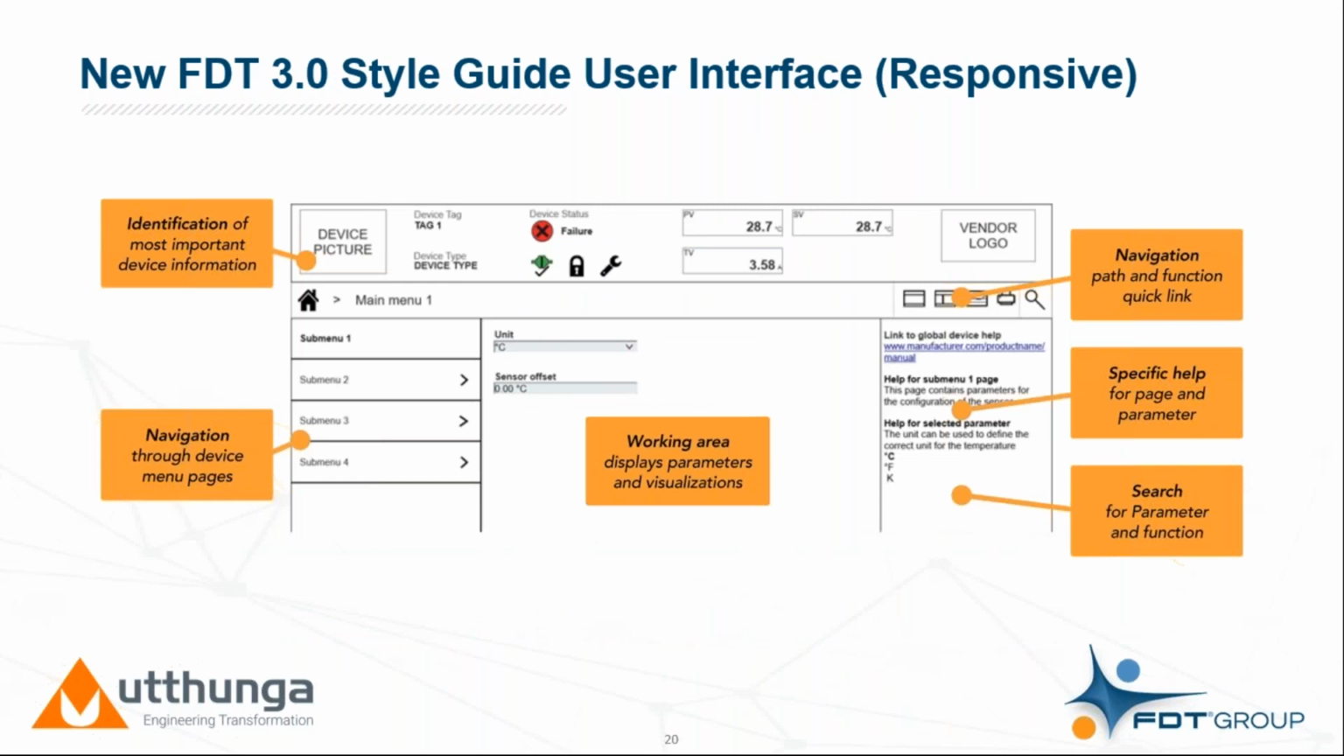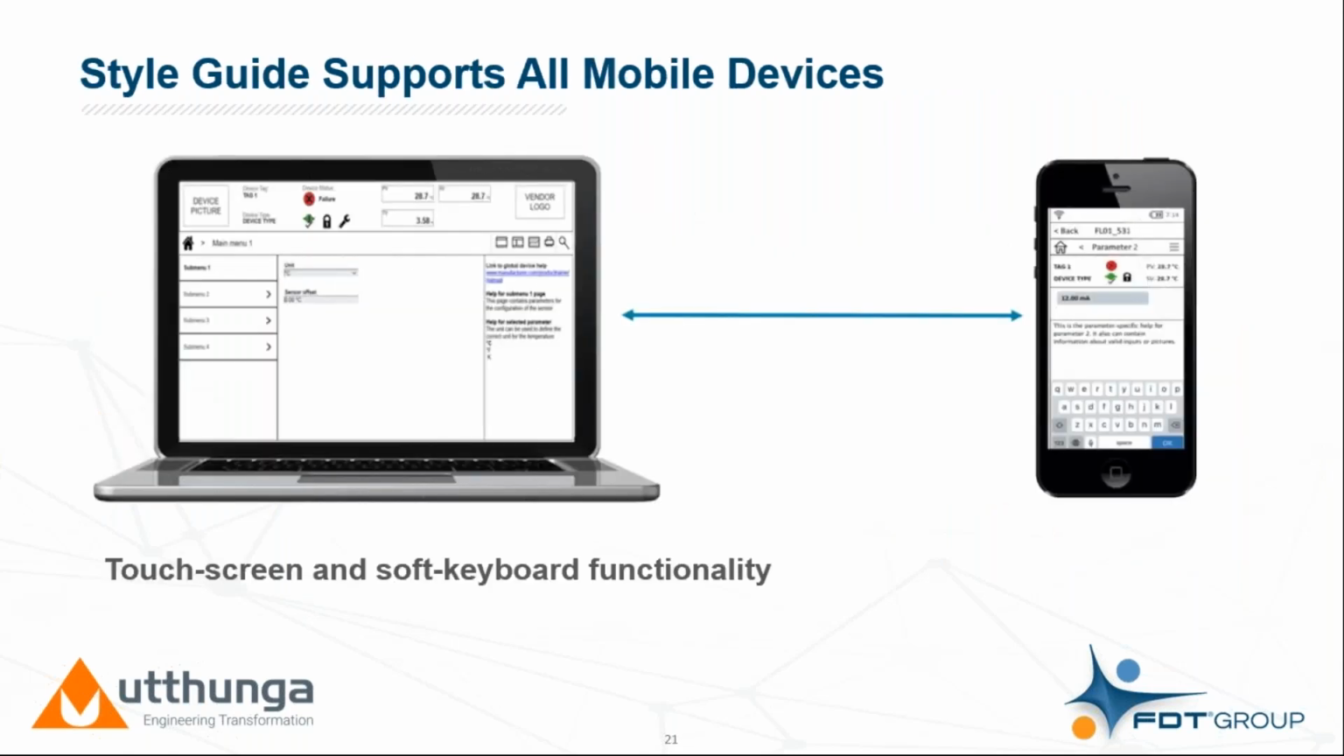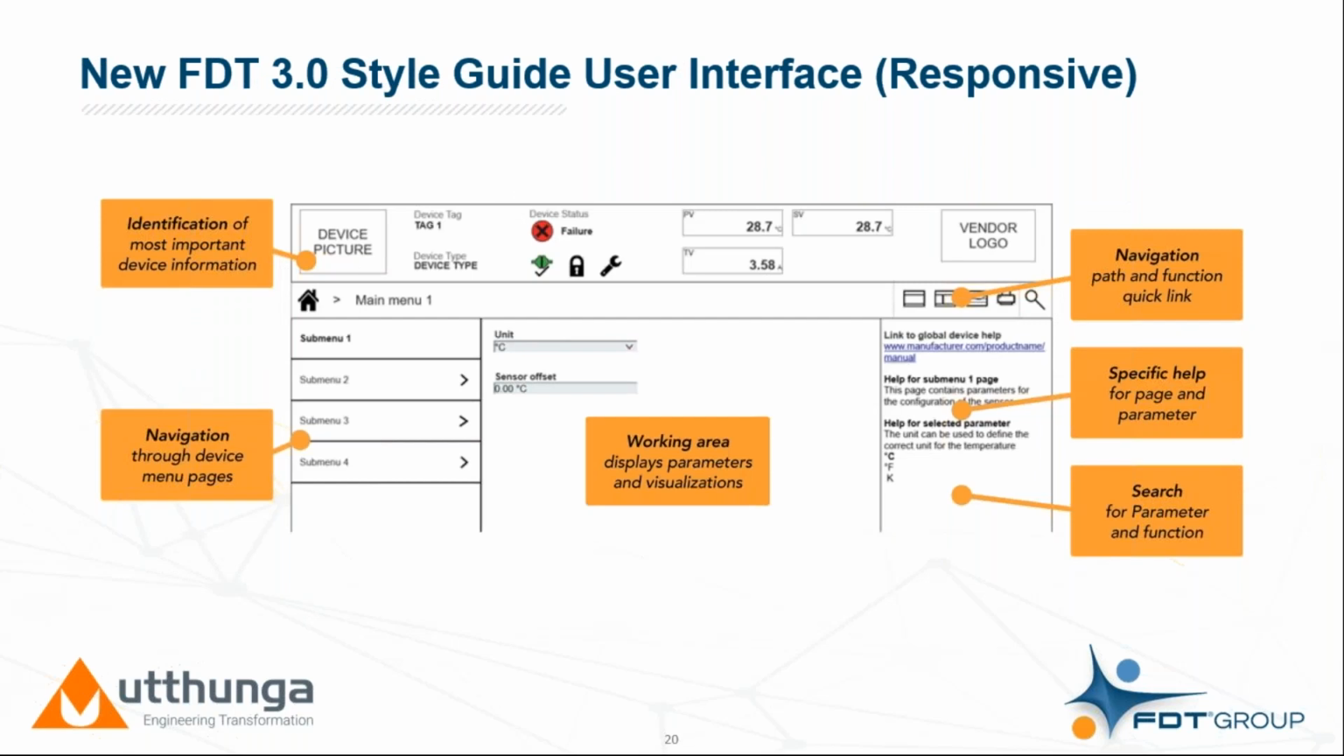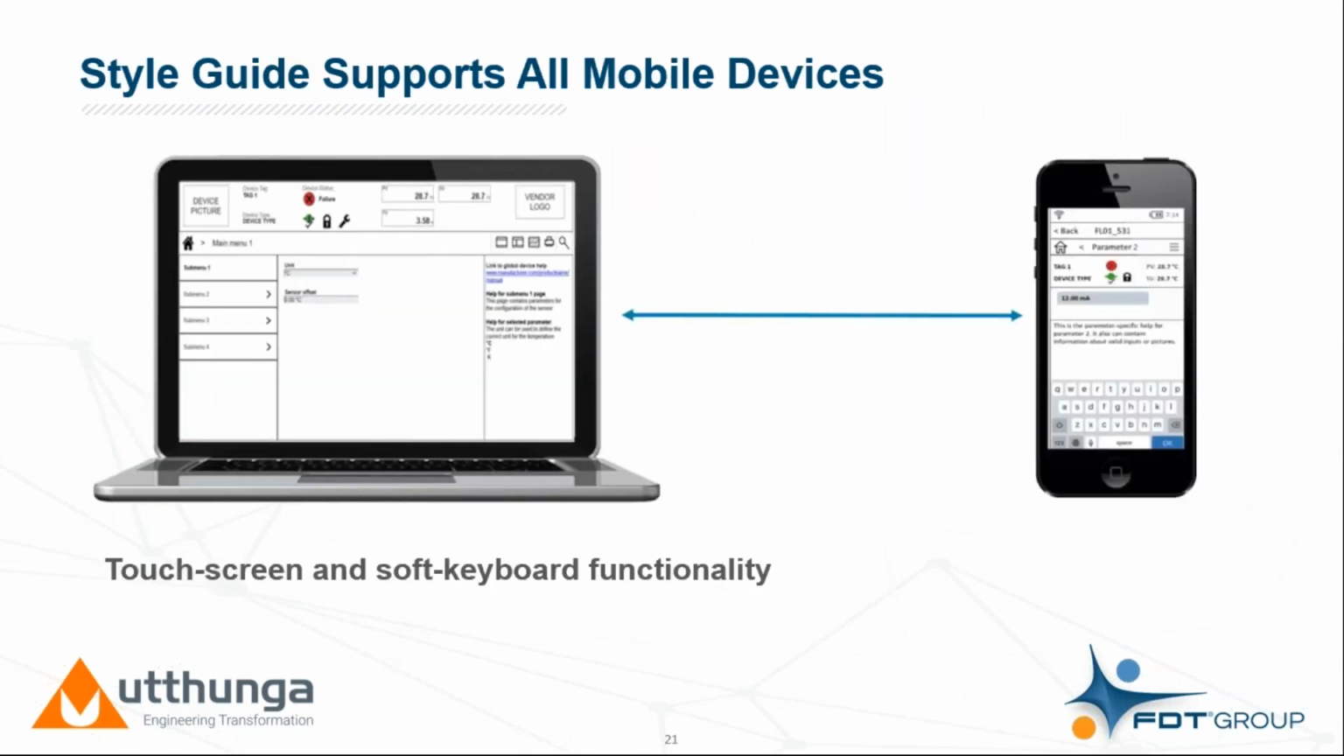As you can see here, the FDT 3.0 style guide supports responsive web user interfaces. There is a definite place defined by the FDT standard for device identification information, navigation information, device health status, and the work area. In this way, even different types of devices, whether an actuator, a flow sensor, or a temperature device, and from different vendors, should all look the same. That is how the FDT style guide helps: when you go for certification of your DTM, it is validated against the FDT style guide to ensure that it is interoperable. And FDT 3.0 also supports responsive web design.